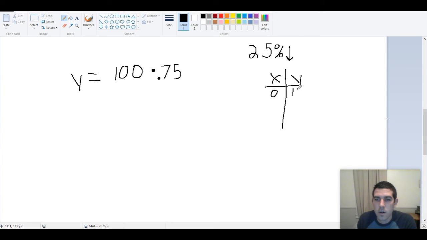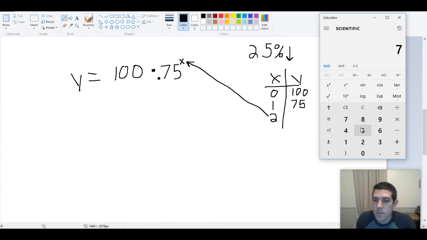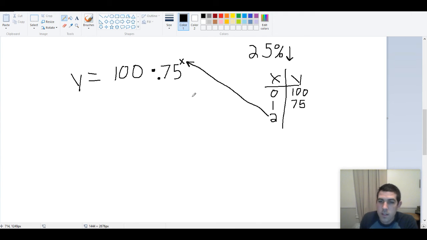If I multiply 100 by 0.75, let's see, here's our starting value, and I do it once, I'm going to get 75. That is a 25% decrease. Here's our exponent, and if I do it again, so raise it to the second power, I'm going to need a little bit of help with that. What is 75 times 0.75? It is 56.25. So there's another 25% decrease. And I can keep doing this. I can do it again and again and again, and I can go way down farther.